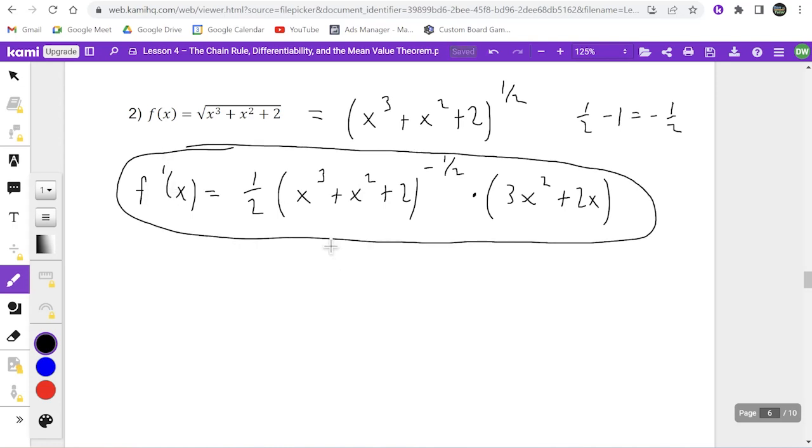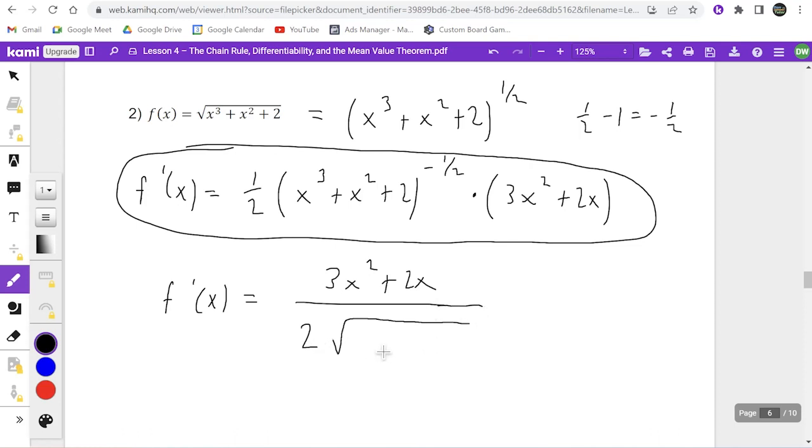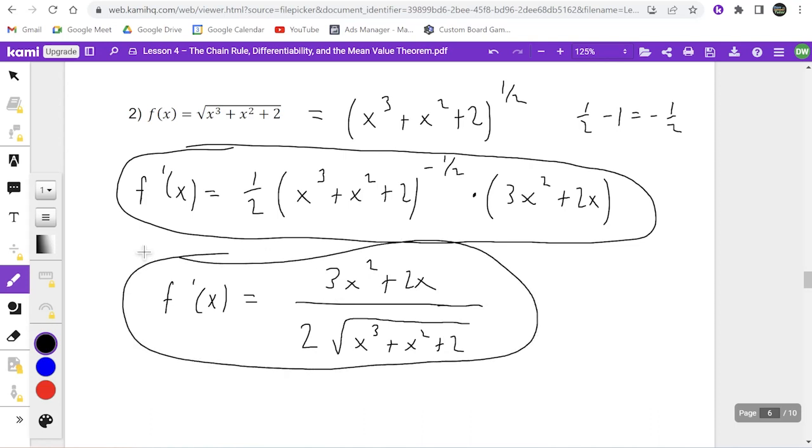And if you really wanted to impress me, then you would have written it like this. Because what's in the numerator? Just 3x squared plus 2x. Technically, the 1/2 is in the denominator. And this whole thing to the negative 1/2 power is a square root in the denominator. So if you really were feeling itchy for ambition, then you would have written 2 root x cubed plus x squared plus 2. And that would be correct as well, although I don't care.